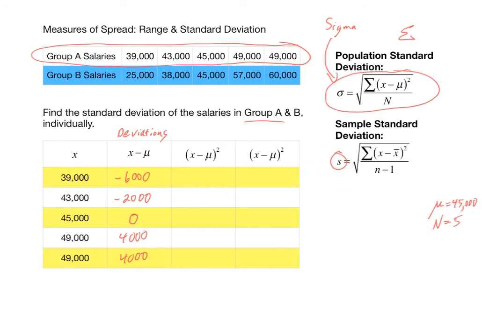These are all our deviations. So not only does it tell you how far it is from the mean, but it tells you the direction. Hence, these ones are negative because they're below. These ones are positive because they're above. And this one is at the mean.